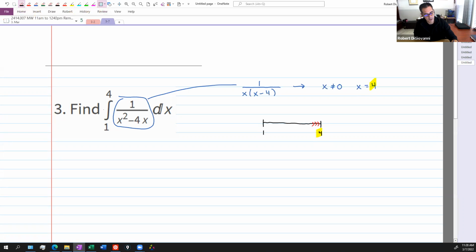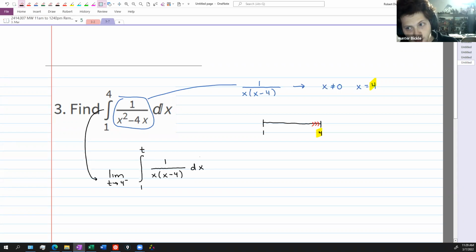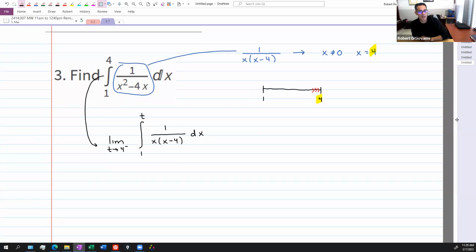So this integral will now turn into the limit as t approaches 4 from the left of the integral from 1 to t, replacing the problem. We have the problem at 4. So replacing that, I'm going to go ahead and leave this function factored. Why do you think I'm going to leave it factored? Partial fraction decomposition. Yeah, I'm going to have to do partial fractions to integrate this over here on the side.